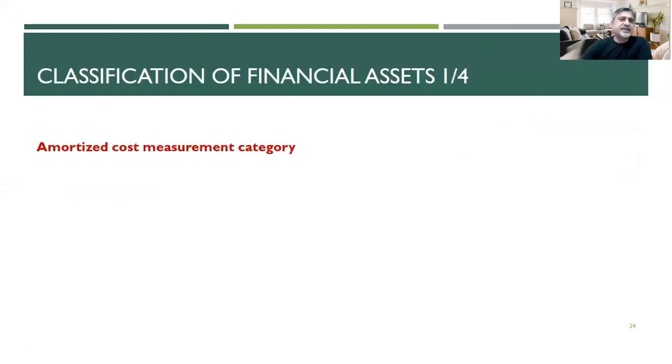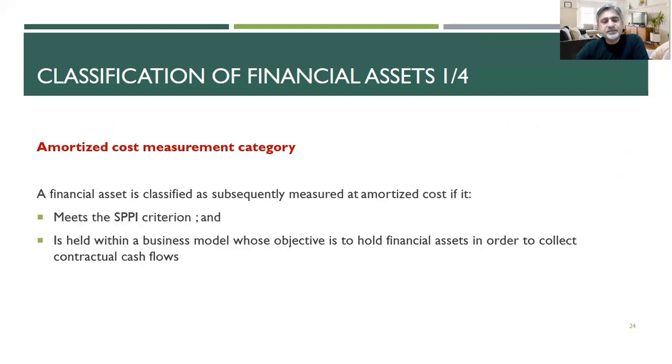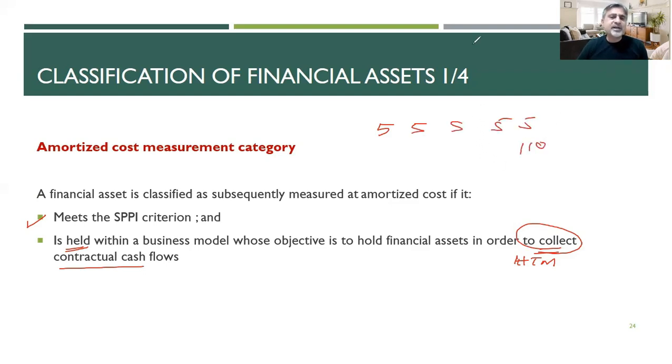Amortized cost, the first category: you will write down any financial instrument which meets these two criteria. Number one, that the particular instrument meets the SPPI criteria. And number two, it is held within a business whose objective is to hold financial assets to collect contractual cash flows. Collect means HTM, held to maturity. Collect means that I am keeping it and I will collect my $5, $5, $5, $5, and like this. So this is actually held to maturity.